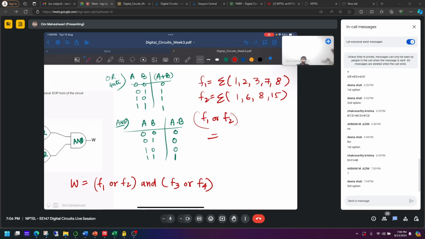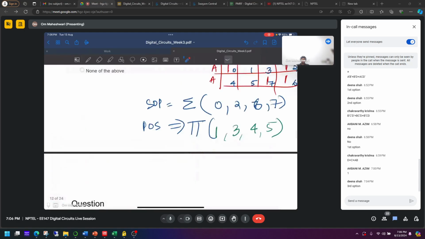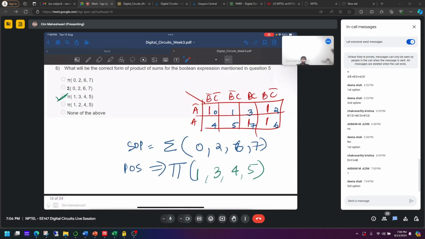Whatever the total number of terms you are getting in this, that is the OR, right? Why am I doing this? Because when we wrote this in some previous question, if you remember, this is 0, 2, 6, and 7. Why did we write this? Because it was 1 at 0, 2, 6, and 7. That means at all these terms there is a 1.